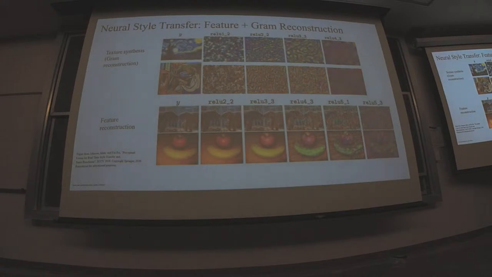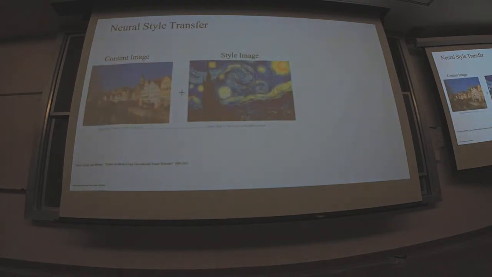So we talked about gram reconstruction, which copies the style, and then we also talked about the feature reconstruction that we talked about a few slides ago. So how we use style transfer is we actually combine those approaches. We have some sort of input image. So we have some content. This is what we want to reconstruct from the network.